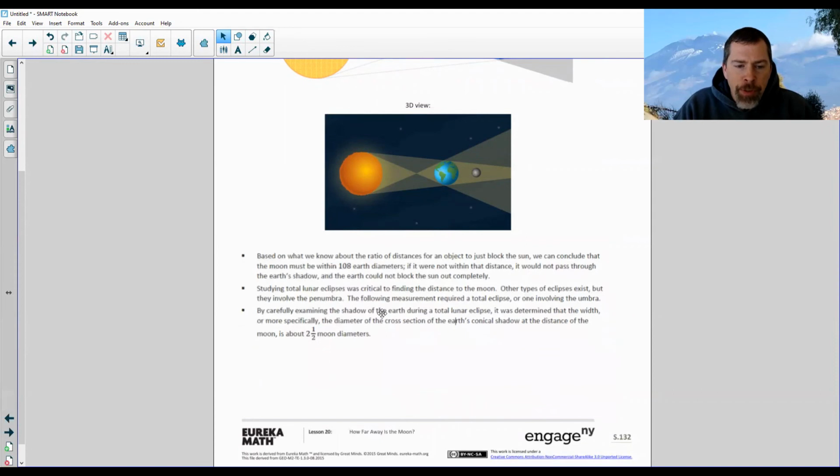Okay, and then finally we'll say, based on what we know about the ratio of distances for an object to just block the sun, we can conclude that the moon must be within 108 Earth diameters. If it were not within that distance, it would not pass through the Earth's shadow, and the Earth could not block the sun out completely. Studying total lunar eclipses was critical to finding the distance to the moon. Other types of eclipses exist, but they involve the penumbra. The following measurement required a total eclipse, or one involving the umbra.